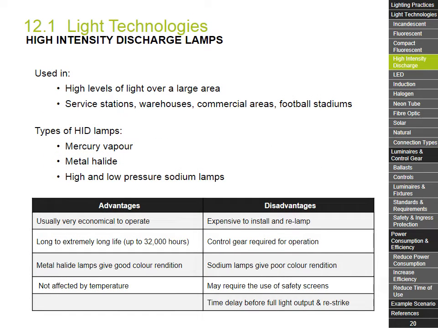As HID lamps generate intense light, they are ideal for large areas with high ceilings over 15 feet or outdoor spaces such as sport fields and parking lots. These lamps are also great for lighting large spaces such as warehouses, service stations, and large commercial areas. They are usually very economical to operate, however they are expensive to install and require control gear for operation.